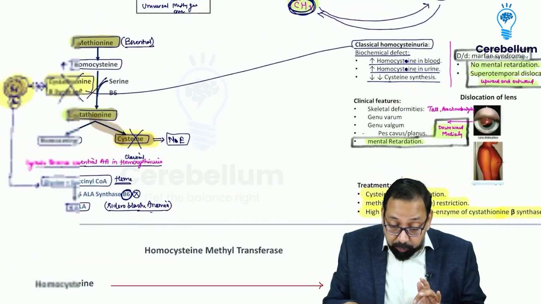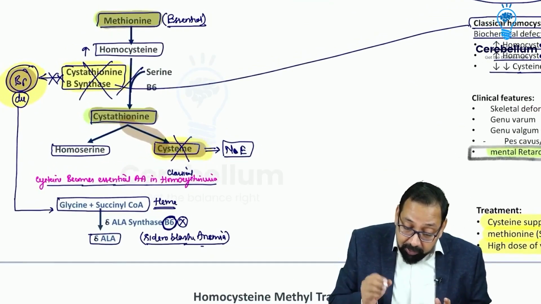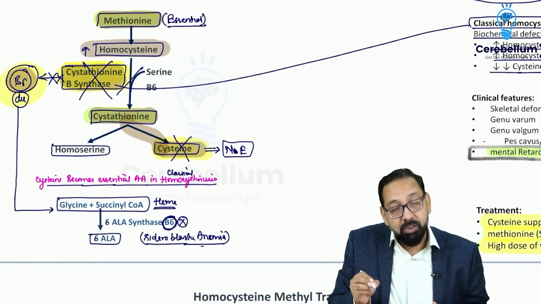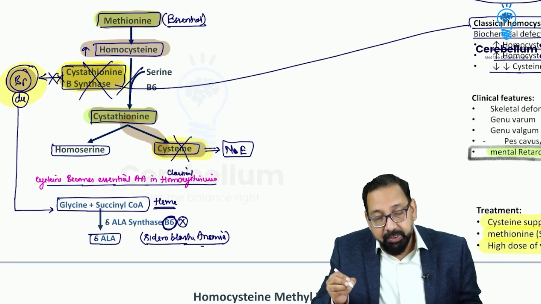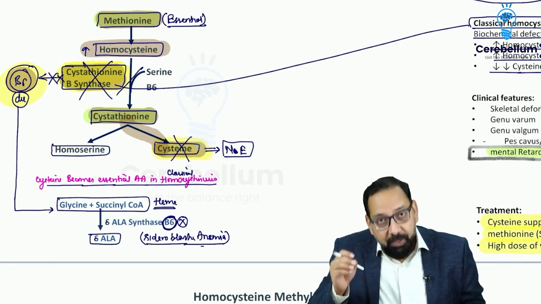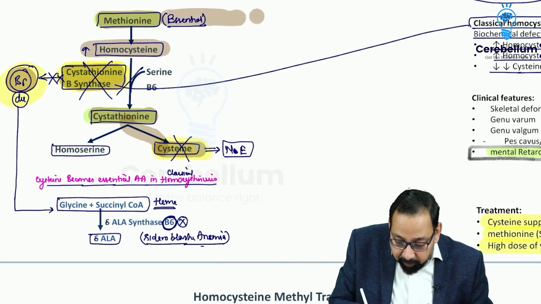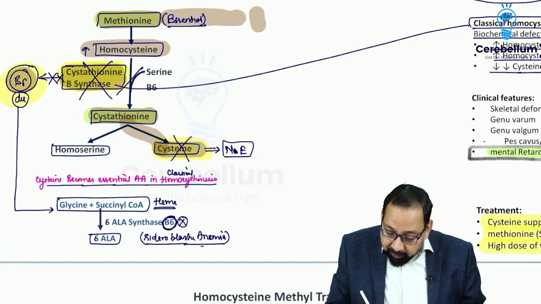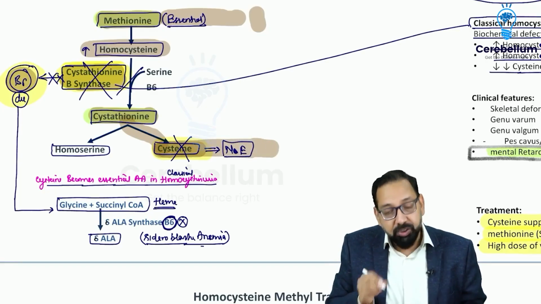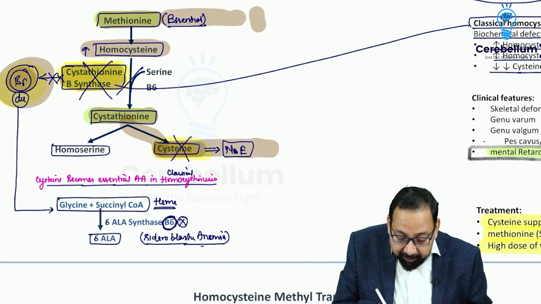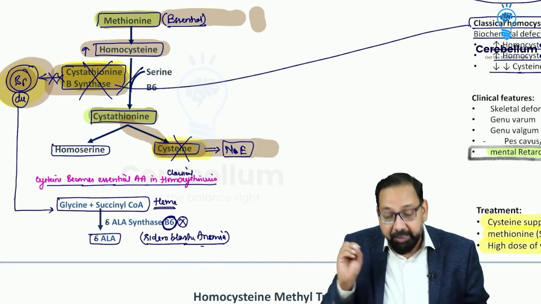So I have told you that in classical homocystinuria, this enzyme is deficient and homocysteine will increase. Homocysteine predisposes to coronary artery disease, atherosclerosis, cardiovascular disease. So what we will do, we will restrict the methionine diet. First point, treatment: we will give cysteine because cysteine is not synthesized. Third point, we will give B6 supplementation to support this cystathionine beta synthase.